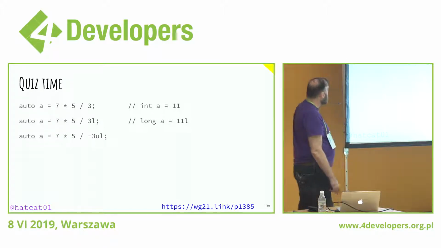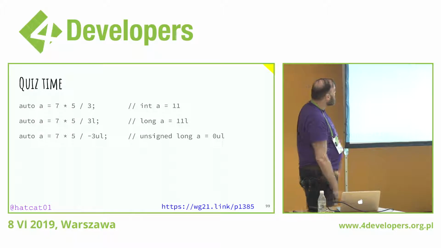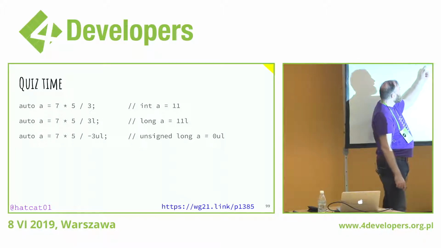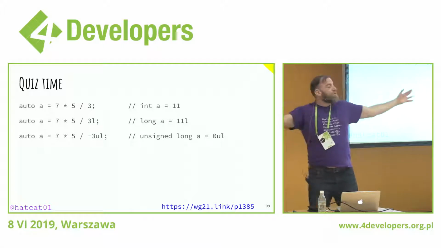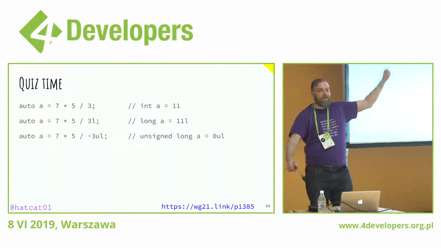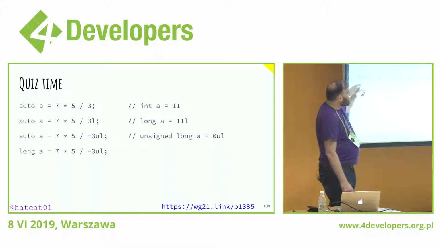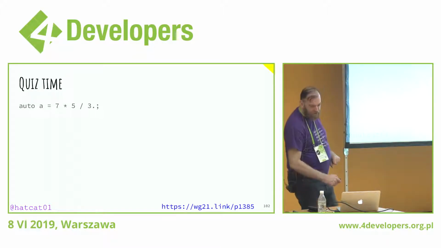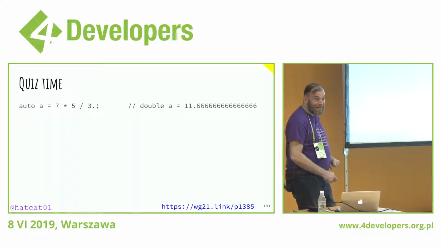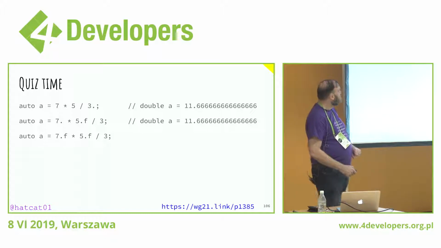How about this one? Oh, 0. Because -3 unsigned. So the bit pattern for -3 is all sorts of ones, but it's an unsigned long. So it's a really, really huge number. So you end up with 35 divided by a massive number, which then rounds down to 0. On we go. Being explicit now about it being a long. Okay, what about this one? Yes, excellent. And this one? It's a double. That one, float, good.